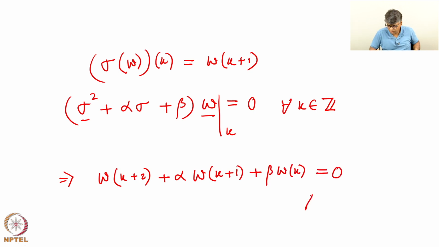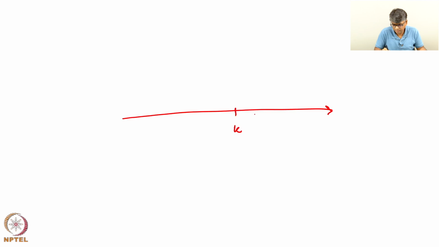Such a thing is called an autoregressive model. Why is it called an autoregressive model? This of course is for all k in Z, because if you draw the picture of the situation, this is the time axis, this is an arbitrary point k, this is k+1, this is k+2. It says that whatever the value of the function is at this, then α times this and β times this must add up to 0.